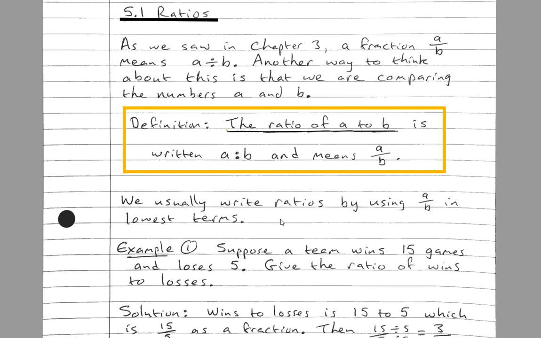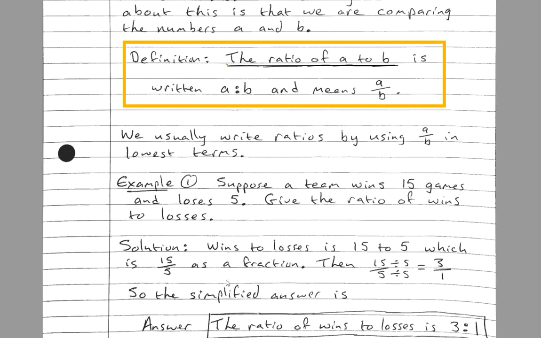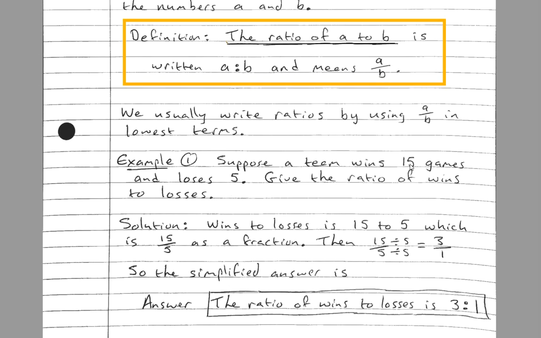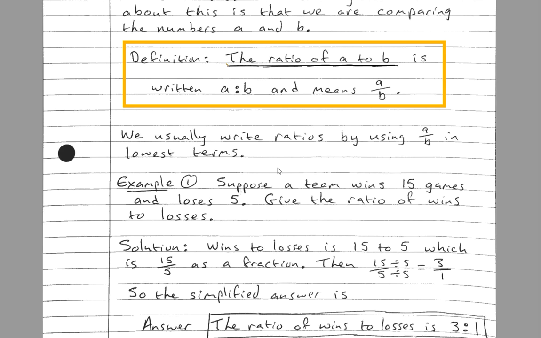All right, so let's see. Example 1. Suppose a team wins 15 games and loses 5 games. Give the ratio of wins to losses. In this example, we're just comparing these two numbers, the 15 with the 5. So the main thing to remember, for the ratio of a to b, the number a goes on top, the number b, the second number, goes on the bottom.